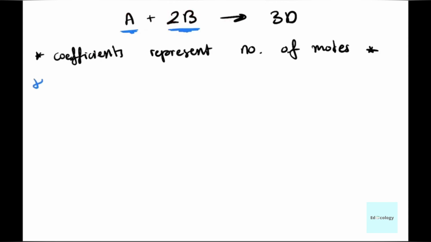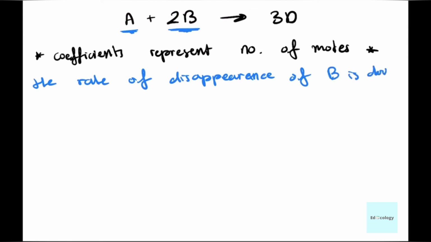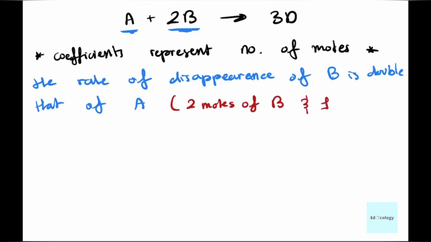The rate of disappearance of B is double that of A, because there are 2 moles of B and 1 mole of A.